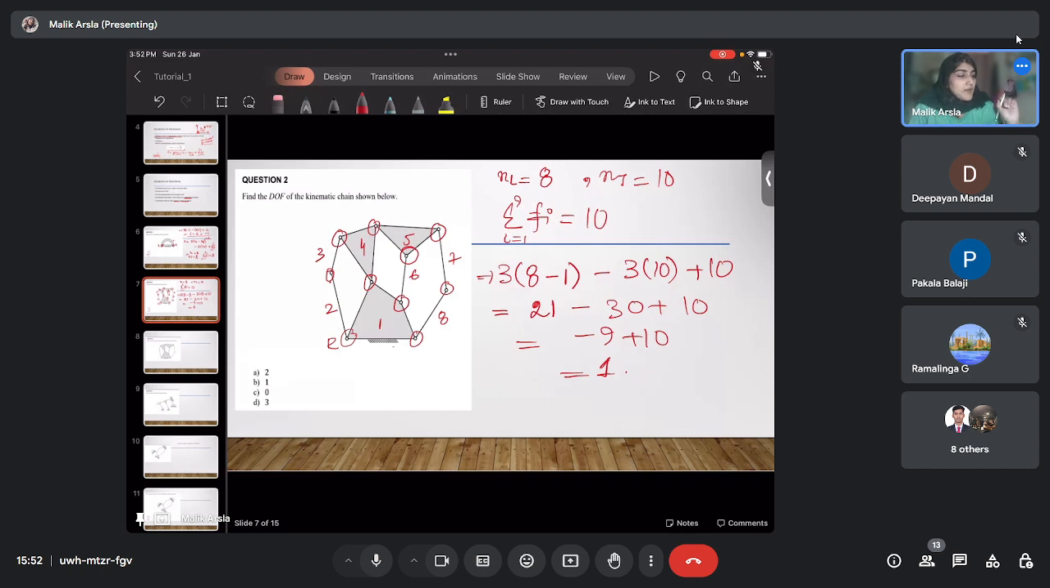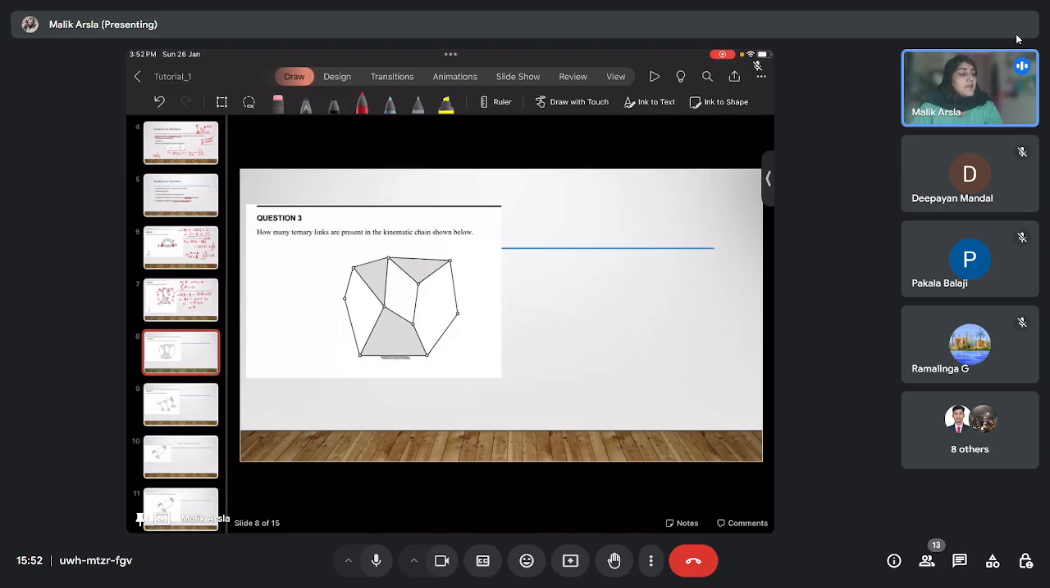If not, then maybe we can go to the next question and you can try this one. You don't have to calculate the number of degrees of freedom. It has similar joints here. Now you have to say how many ternary links are present in the kinematic chain. 2, ma'am. Okay, 2. Ternary is basically a link which has connections to 3 links. So you can look at this link. Here it is connected to this link.